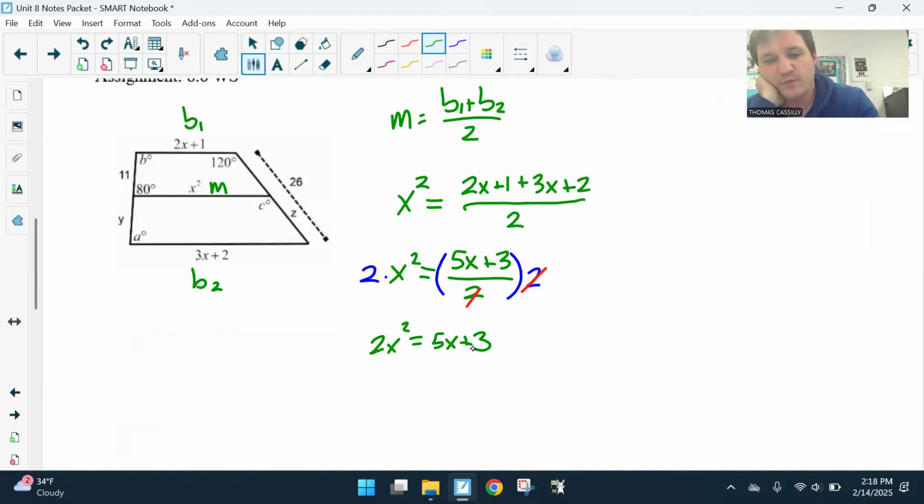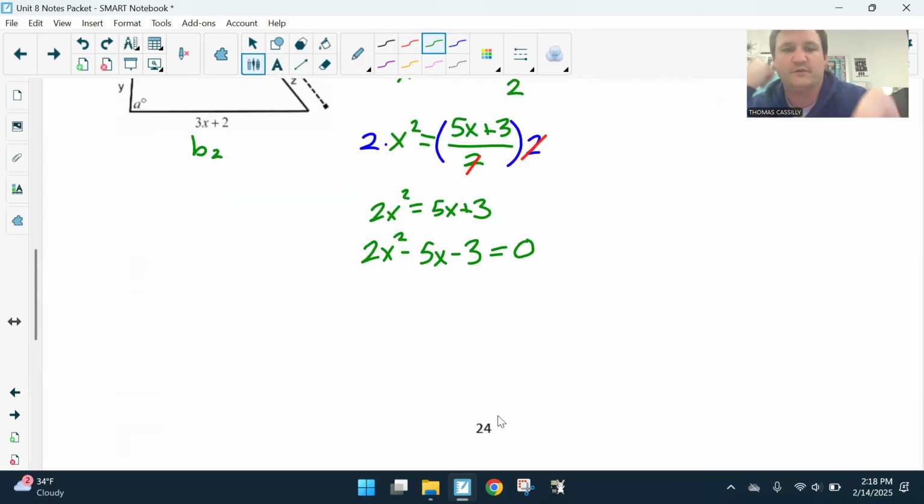So I would recommend keeping the 2x squared term positive. It's not impossible, but whenever you have a negative x squared term, it just makes factoring a little bit more difficult. So keep that 2x squared positive, and what I'm going to do is subtract both the 5x and the 3 over to the other side, right? We're just going to set it equal to 0. Now we can factor this guy. So let's see what we get.